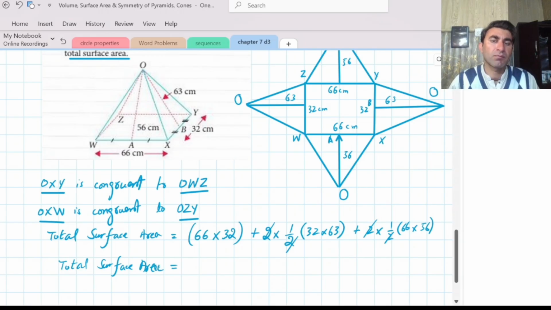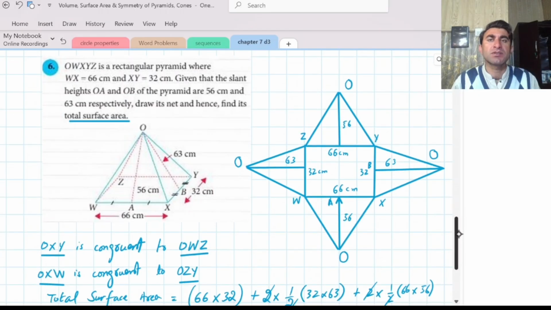And it equals 7,824, and the dimensions were in centimeters, so area will be in centimeter square. So this is the total surface area of the given pyramid. It was question number 6.